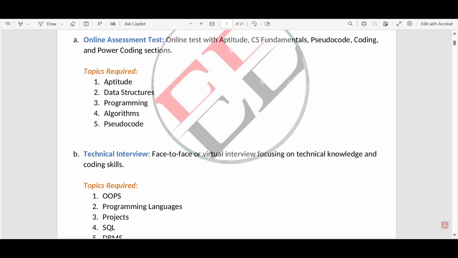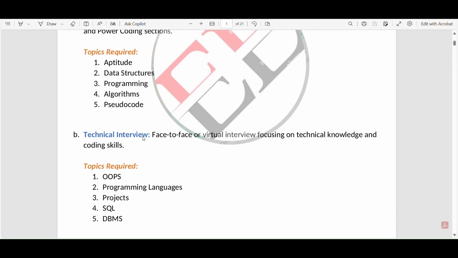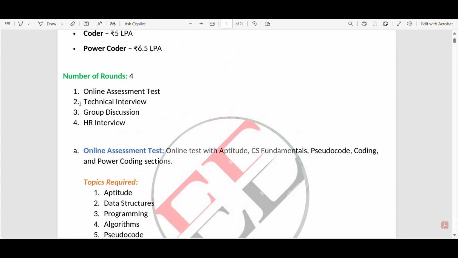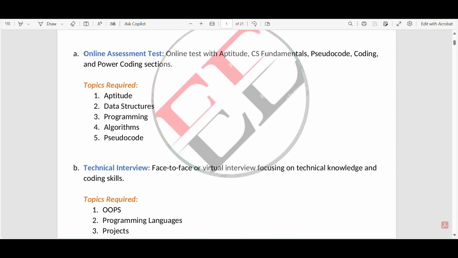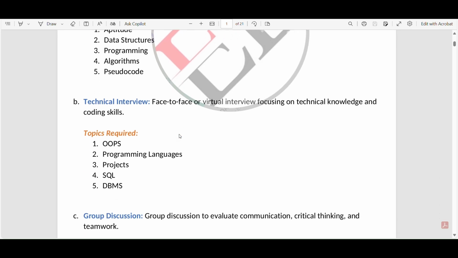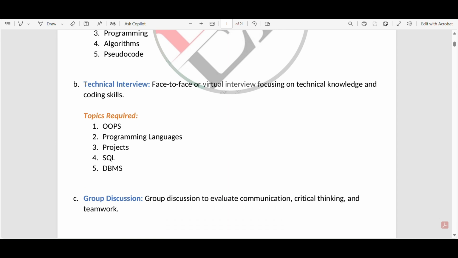And you don't have to be perfect in all these. The questions will be basic to medium, so you just have to know what they are. And next we have the second round. If you qualify in the online assessment test, then you will get into the second round, which is the technical interview.